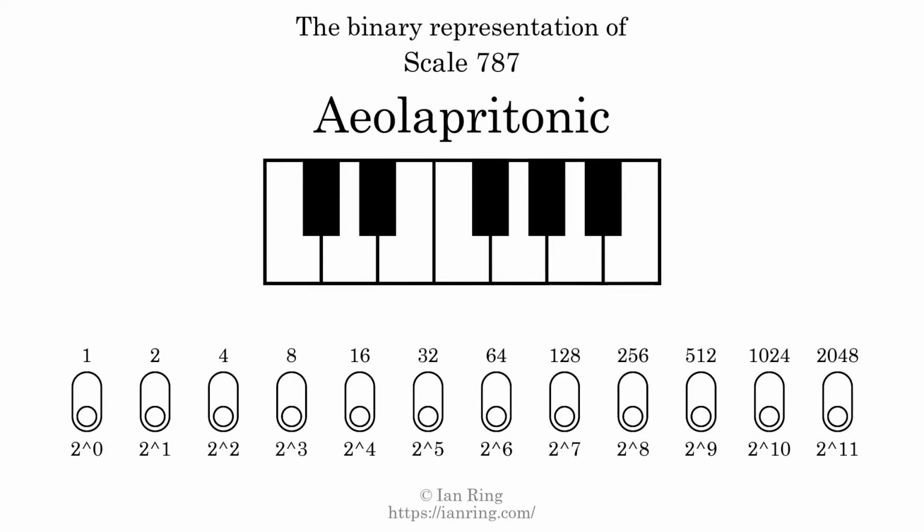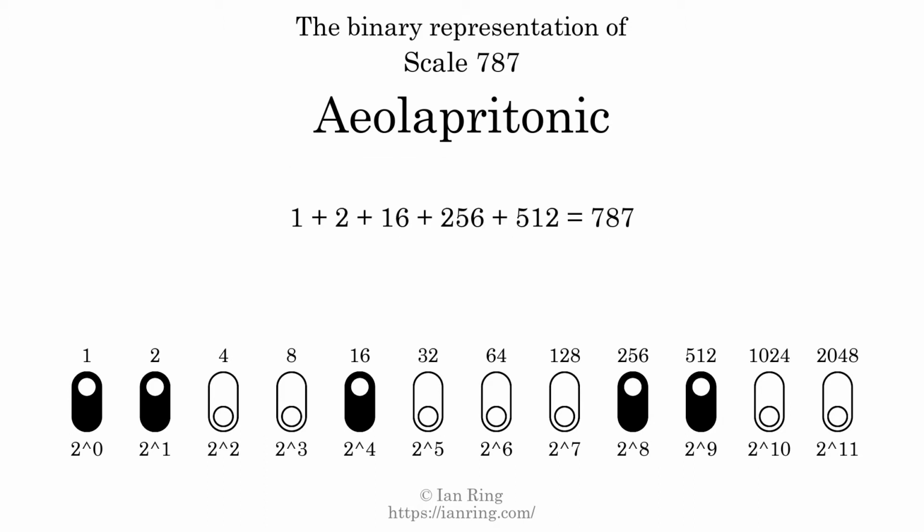The binary representation of this scale is determined by mapping tones of the scale to binary digits. Each binary digit represents a power of 2. To get the scale number, we add the powers of 2 together. The powers of 2 that are present in the scale, all added together, equals 787. That is why the scale number, in decimal, is 787.